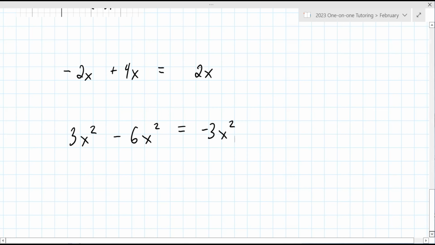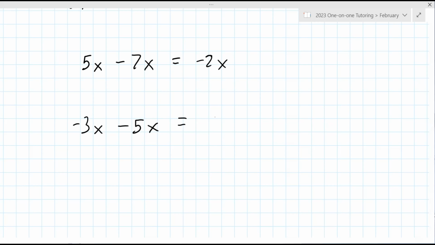Okay, let's try another couple here. 5x minus 7x. Negative 2x. Yes, very good. How about this one? That's negative 2x. So they're both negative, right?